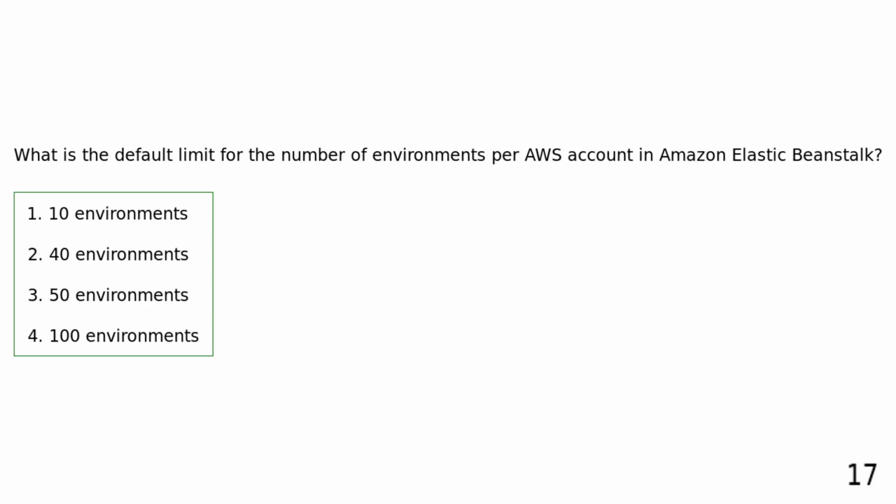What is the default limit for the number of environments per AWS account in Amazon Elastic Beanstalk? 10 environments. 40 environments. 50 environments. 100 environments.